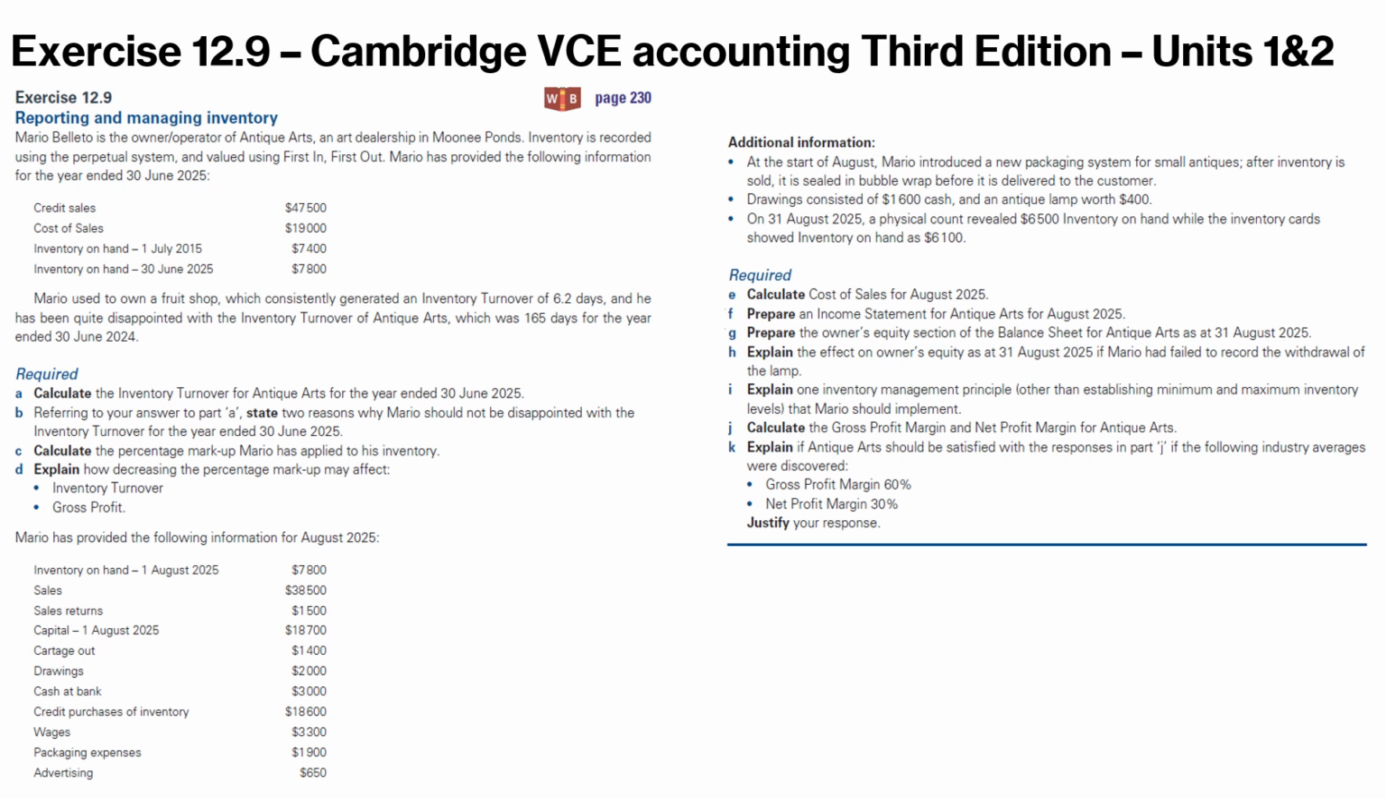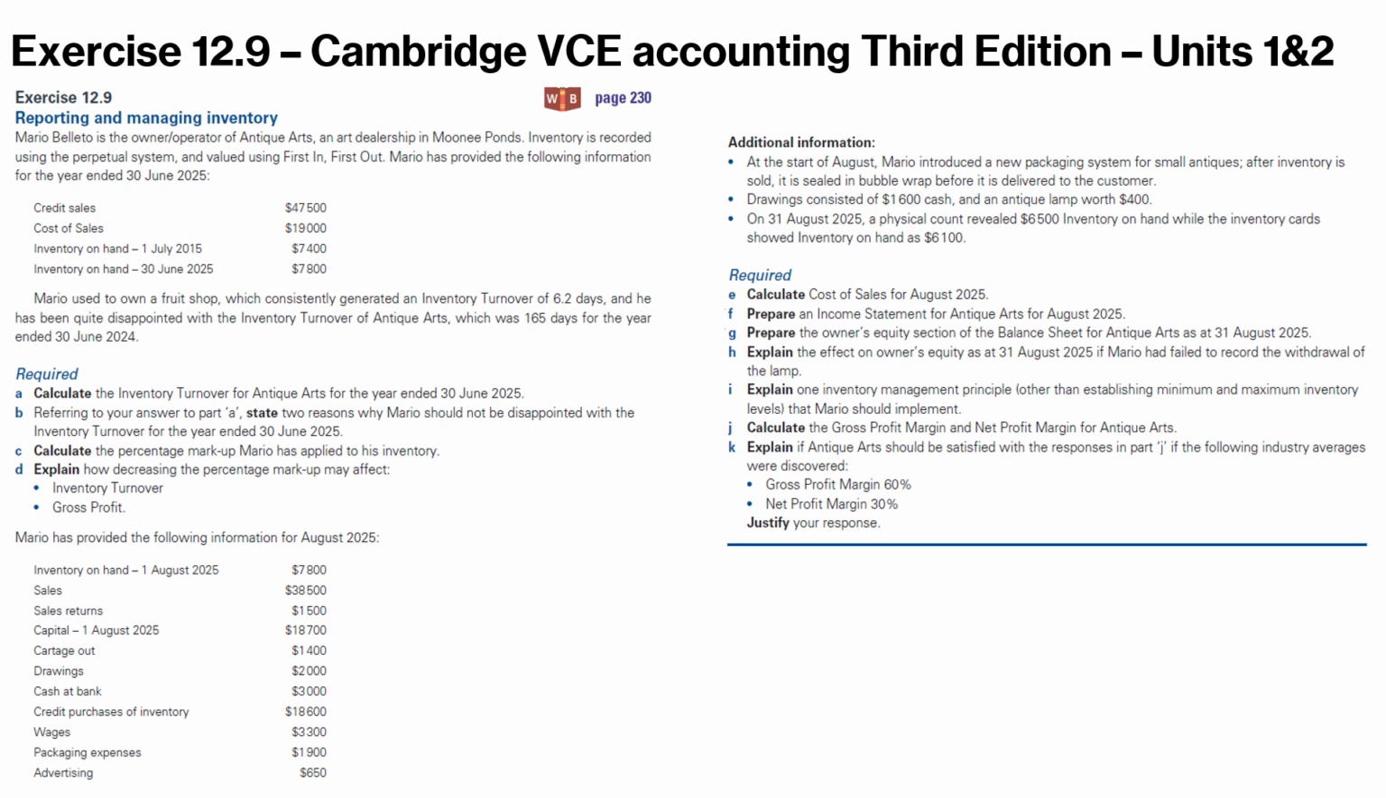Now we've got this owner operator of a business called Antique Arts, an art dealership. Inventory is recorded using a perpetual system, valued using FIFO. If you haven't seen the video on the application of concepts from chapter 11, which is specific to inventory cards, FIFO and IC, the identified cost method, then please pause this one and go and have a look at it first.